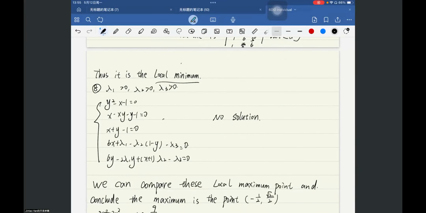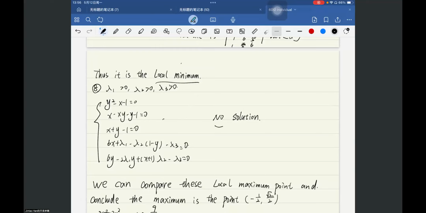And the last situation is lambda 1, lambda 2, lambda 3 all larger than 0. We can see in this condition we don't have the suitable x or y to satisfy this function. So in this situation, there is no solution.